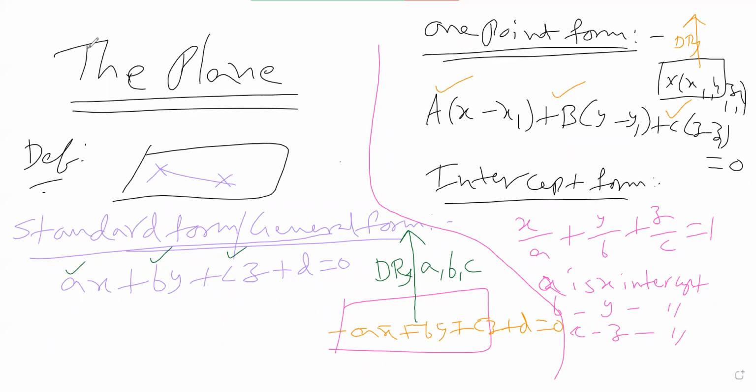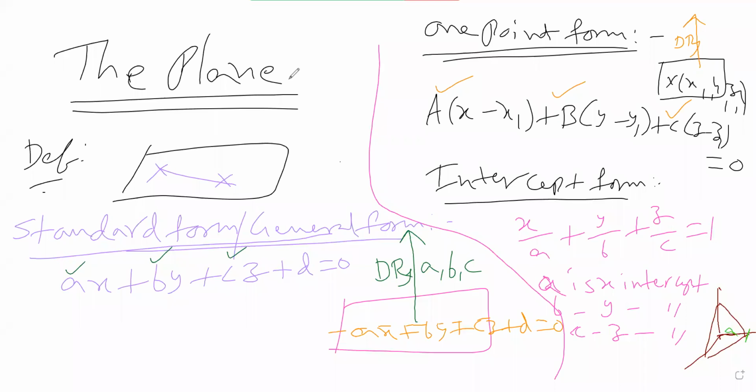In the case of the intercept form, we have to understand one thing: what is meant by intercepts? The idea is simple. When we have three coordinate axes like this, and some plane which intersects the three coordinate axes, when it intercepts the x-axis at some point, its distance from the origin is a units.